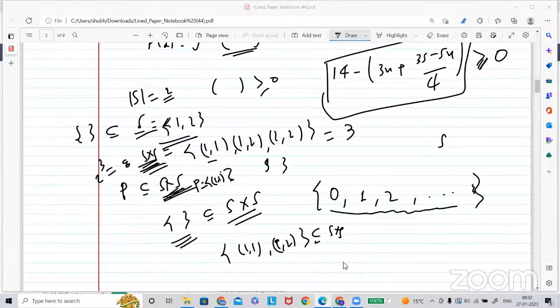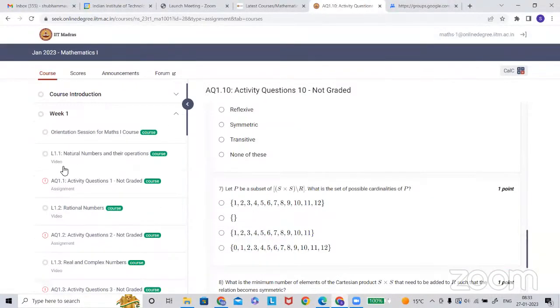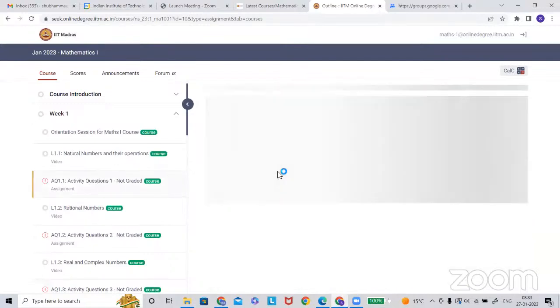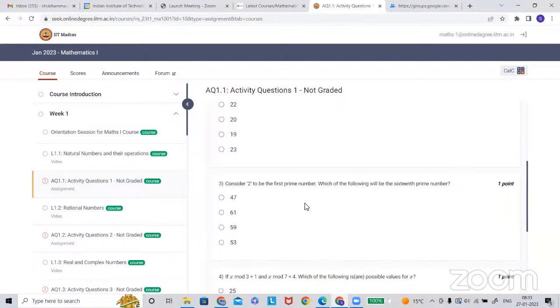Okay, so Princey has a doubt. Princey, what's your doubt? Yes, sir. I have a doubt in exercise 1.1, question number 3. Okay. What's your doubt here?